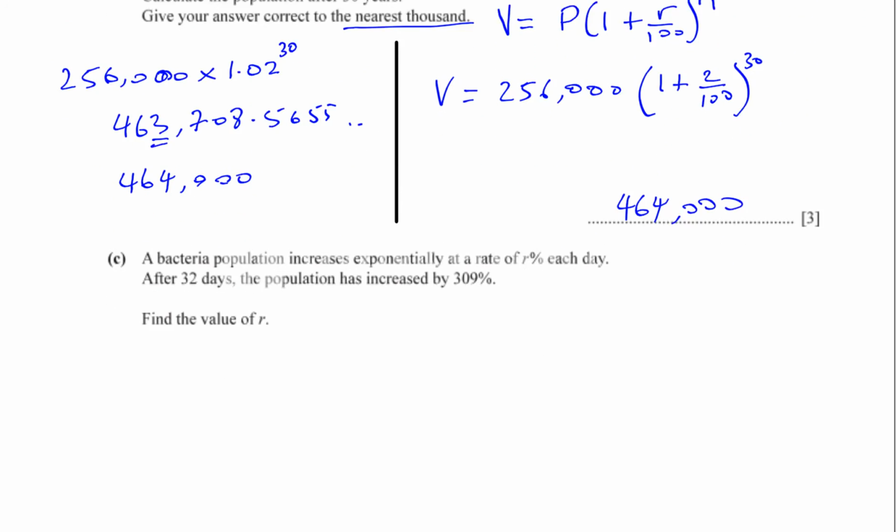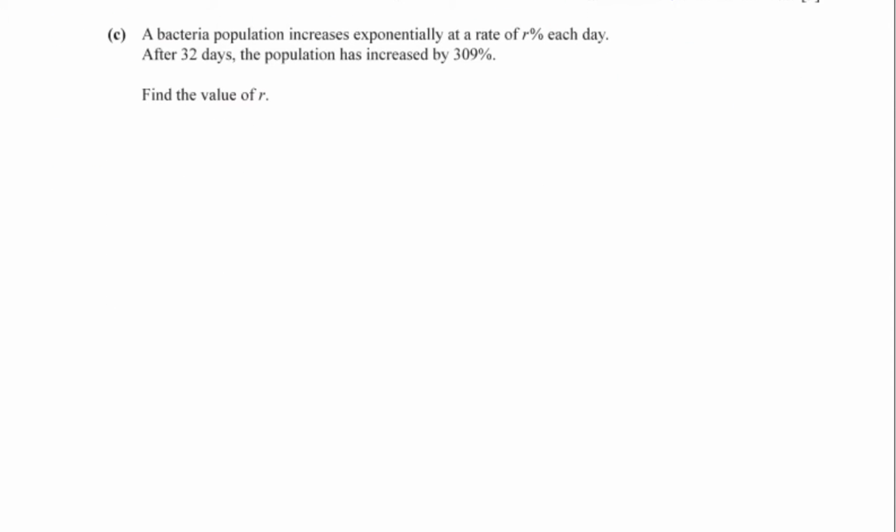have something else that's unknown. A bacteria population increases exponentially at a rate of R% each day. After 32 days, the population has increased by 309%. Now this is very important. A lot of people make mistakes like this. Increased by 309%. Find the value of R.